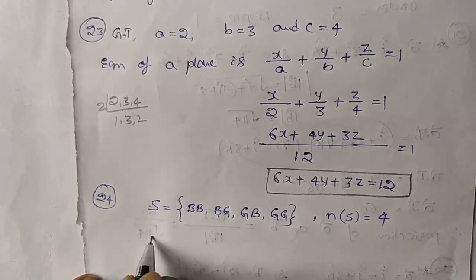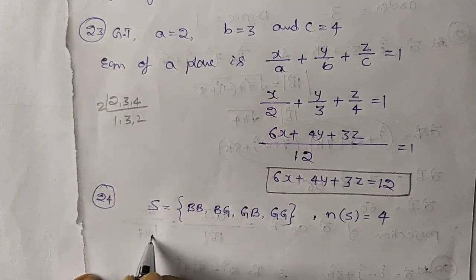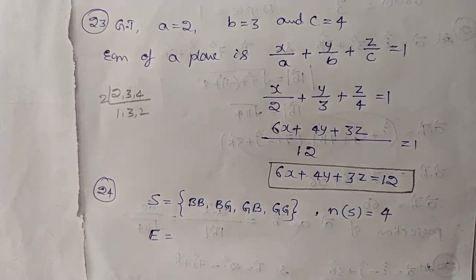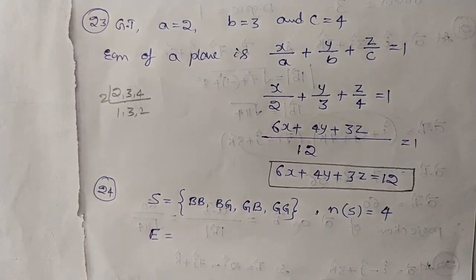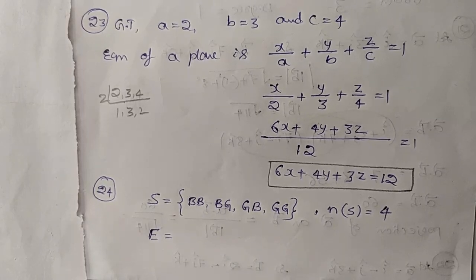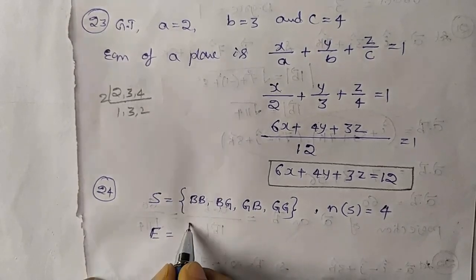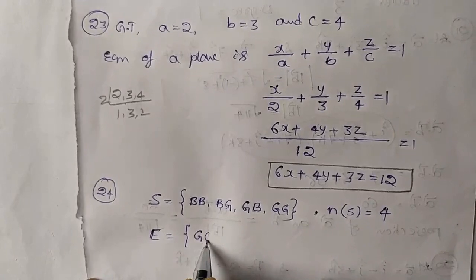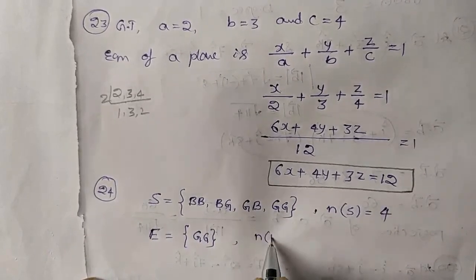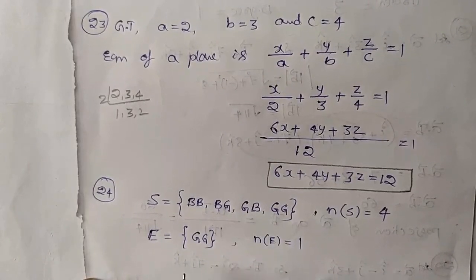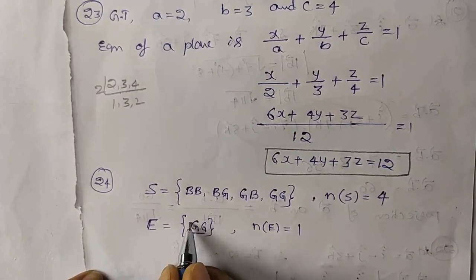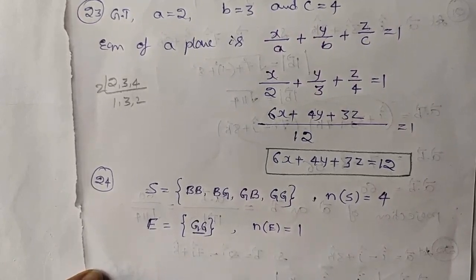Next, let us define the event E. Once again observe the question. What is the conditional probability of both are girls? So event E is defined as both are girls. Both are girls is nothing but GG. Then number of elements in the event E will be 1. How many elements in the event E? Only 1, not 2. Both the girls is considered as only one outcome.